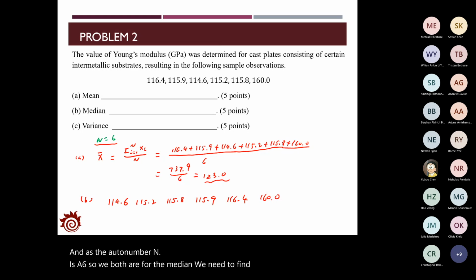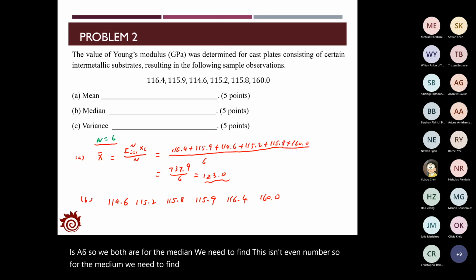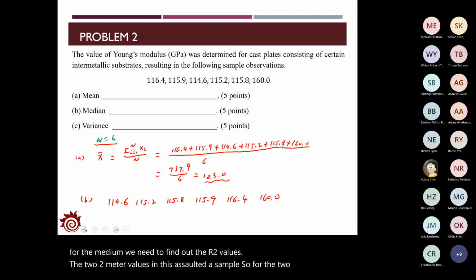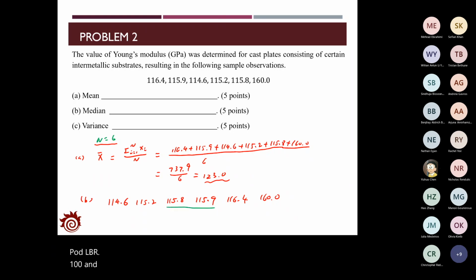As the total number n is 6, which is an even number, for the median we need to find the two middle values in this sorted sample. Those two median values are 115.8 and 115.9. So X median would be 115.8 plus 115.9 divided by 2, which is 115.85. That's the way for you to find the median.